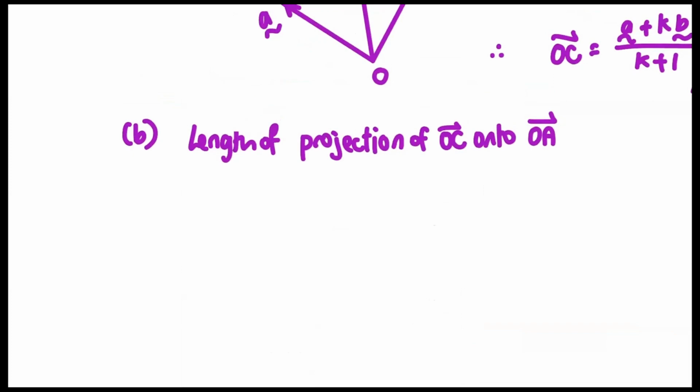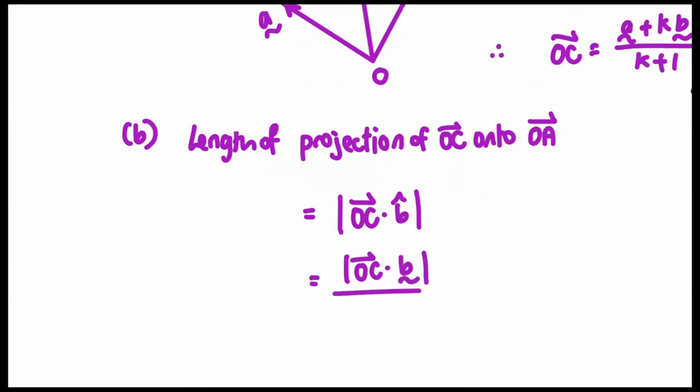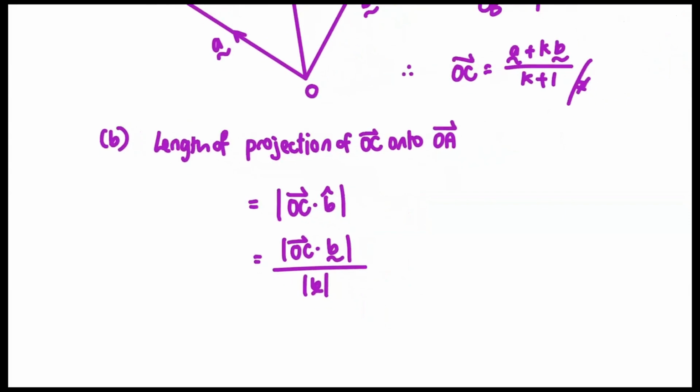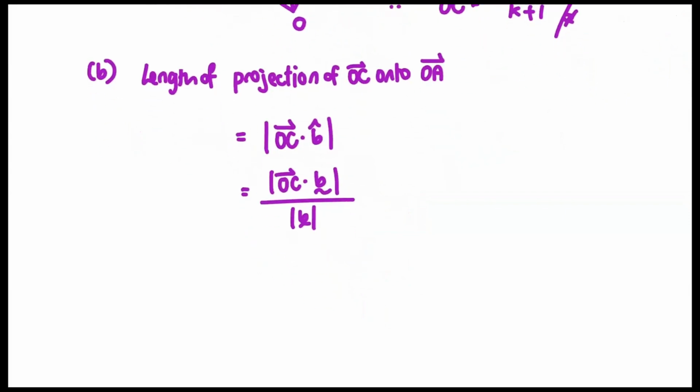So we have this answer here with the mod of OC dot B cap. Agree, right? AC dot B cap. Now B cap can be rewritten as B over mod B, right? So this will be OC dot the vector B divided by mod of B. And now we're ready to rewrite everything.